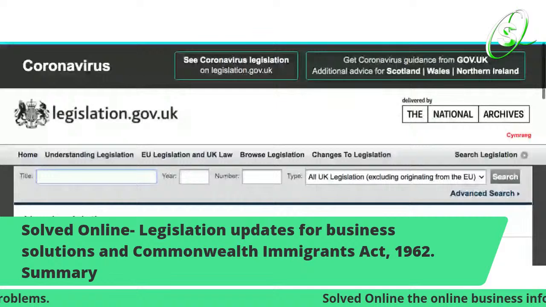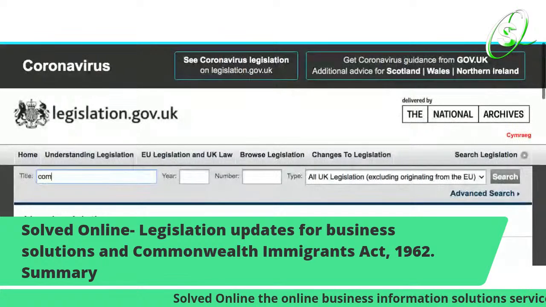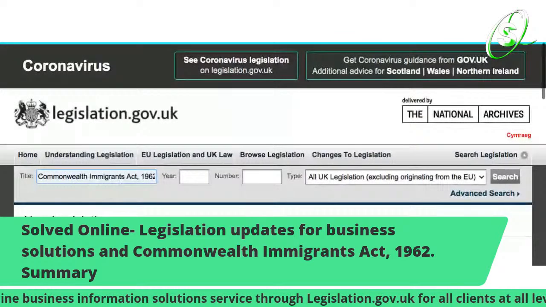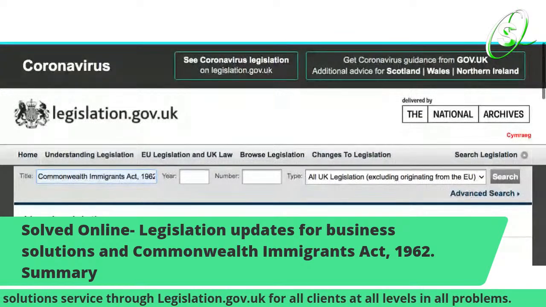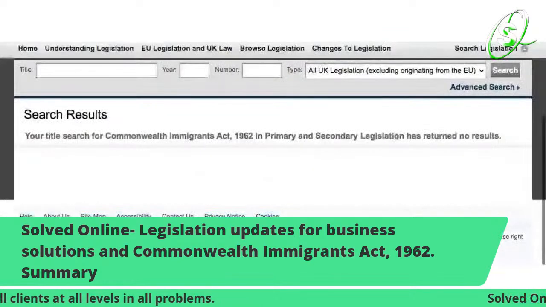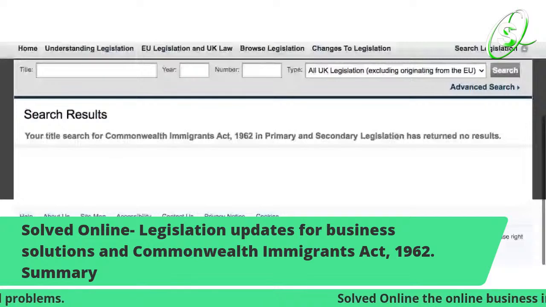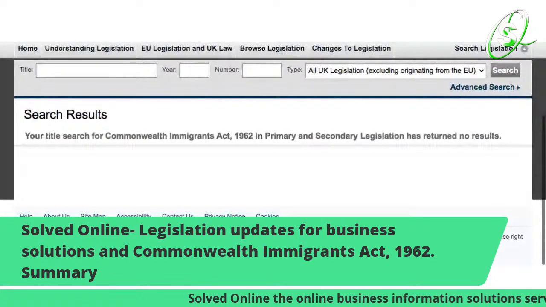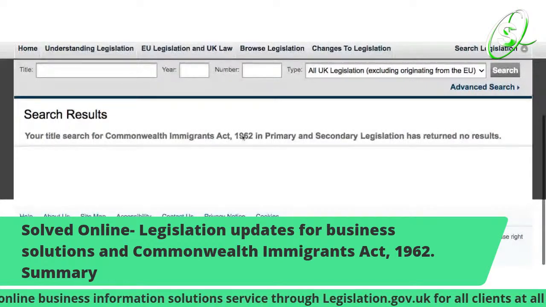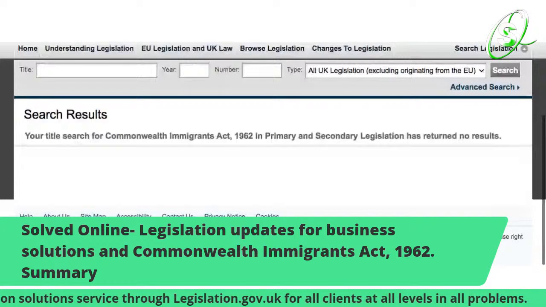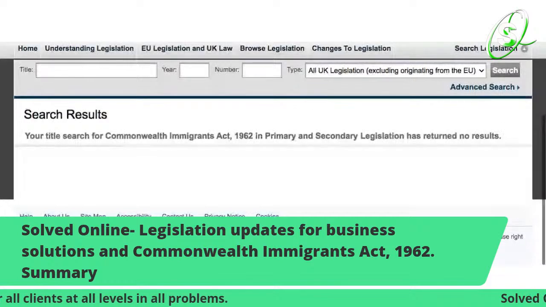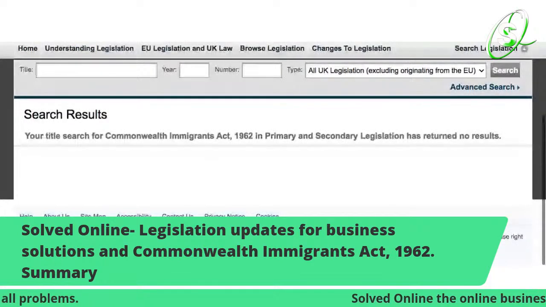Let me show you what I mean. This is the act for today, the Commonwealth Immigrants Act 1962. I'll just click there. It should really be up there, but it's not up there for a particular purpose. If something is not within legislation.gov.uk, it is for a particular purpose. This act is so important that your life depends on it. The Commonwealth generation, the Windrush generation, their life depends on this act.